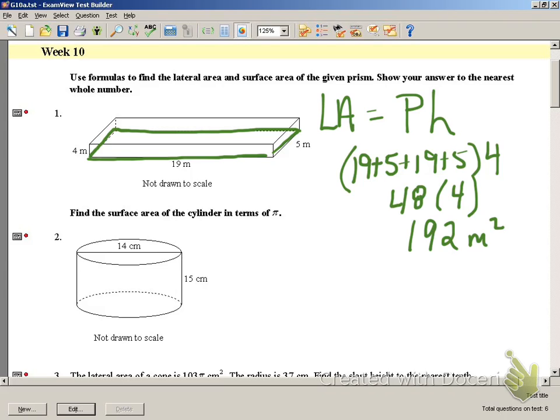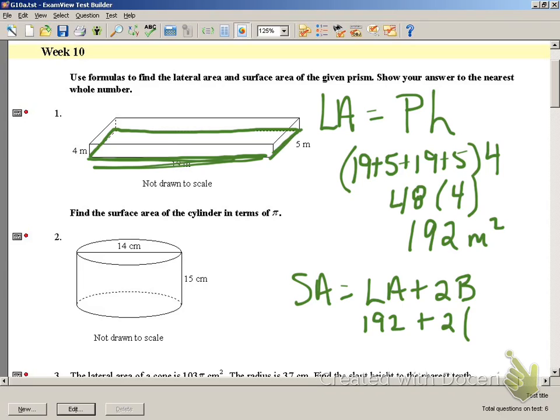Talking about lateral area. Now, for the surface area, remember that surface area of a prism is lateral area plus twice the area of the base. So we've already found the lateral area. So that's going to be what? 192 plus 2 times the area of the base. And the area of the base is the 19 by 5. So 19 times 5 in this case. We will then double it and then add it to 192.